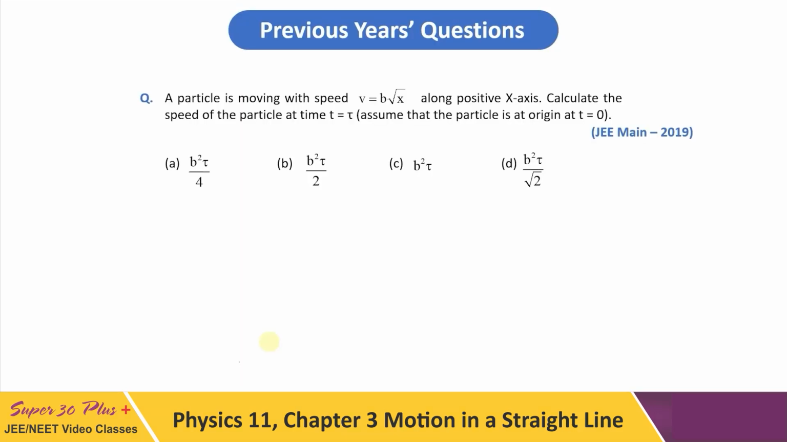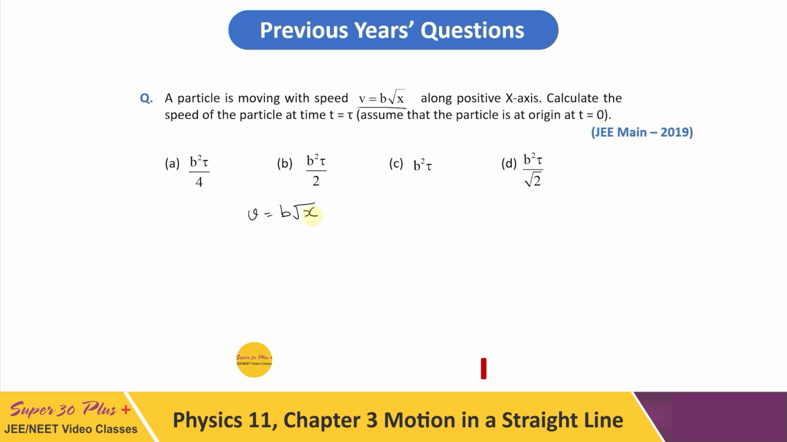So first question is from JEE Main 2019. The question says speed is given here. So variation of speed is given. This is v is equal to b root x and motion is along positive x-axis. It is asking for speed of particle at t is equal to tau.